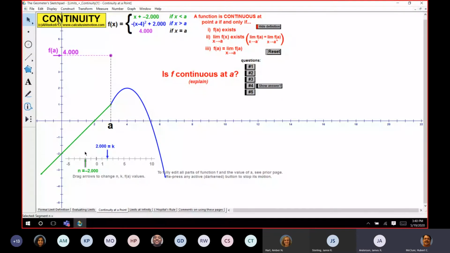Okay, Mr. Anderson. What is the limit as A approaches 3? 4. Right? As A approaches 3, what is it from the left and the right? What's happening? It's at 1, isn't it? It's going to 1. Now, what is f of 3? F of 3 is equal to 4.